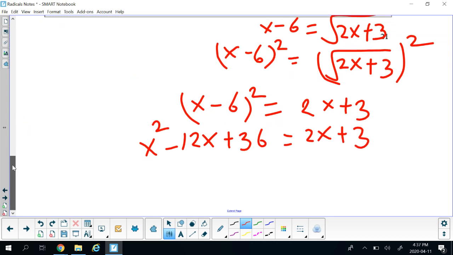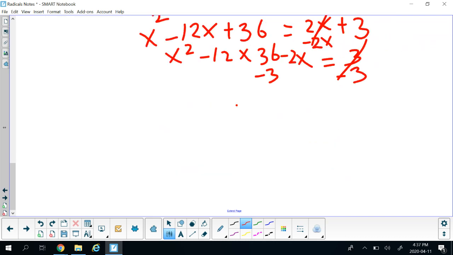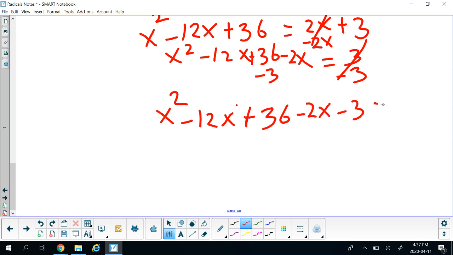So this is what I will get. Now I'm going to combine the like terms. So I'm going to subtract 2x on both sides. This cancels out. I'm left with 3 on right side. Now I'm going to subtract 3 on both sides. This is what I will get.